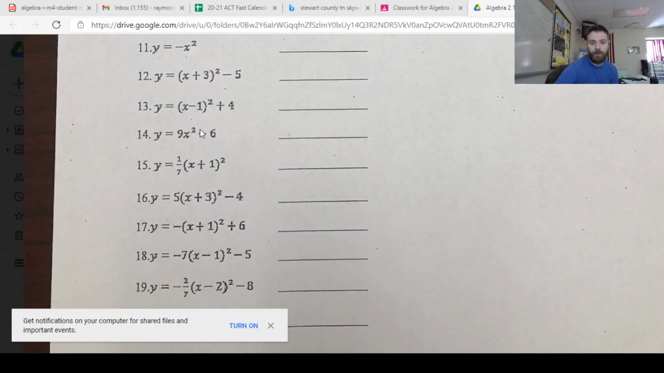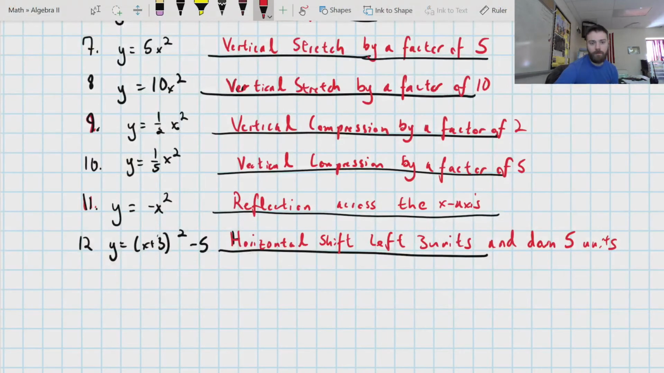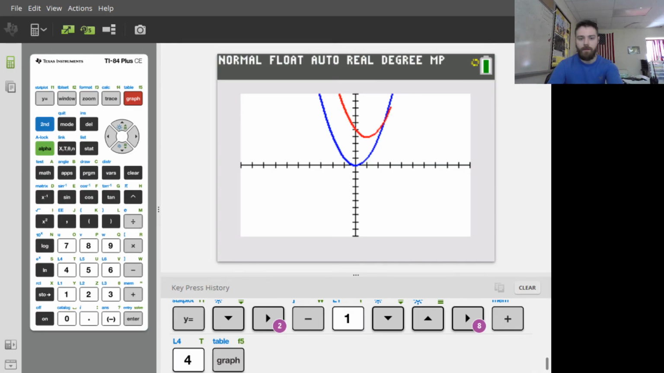So the next one's going to be x minus 1 squared plus 4. So I type in minus 1 and plus 4 on the outside. So let's see, correctly, and then graph it. And I did not press on graphing calculator, so here you go. So let me do that again. My OBS is breaking.